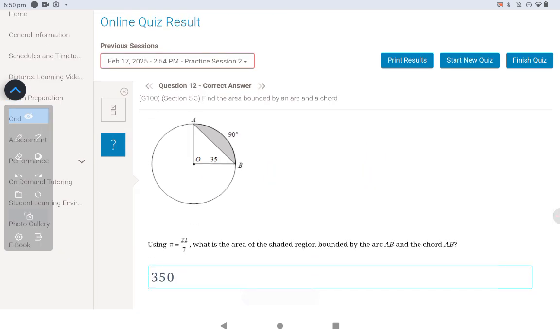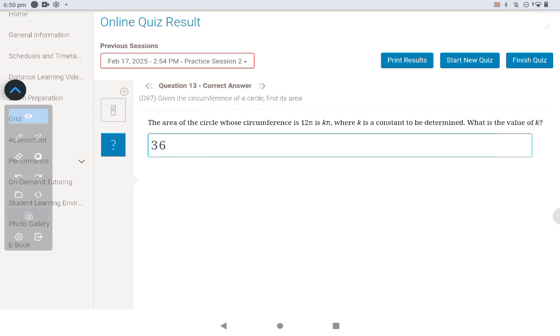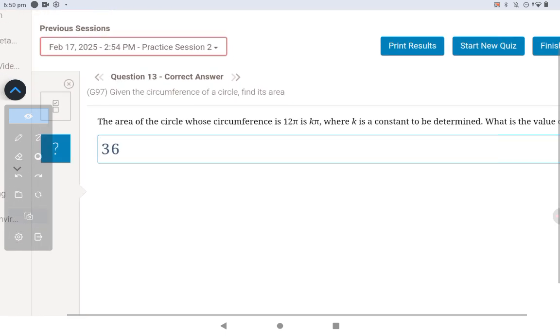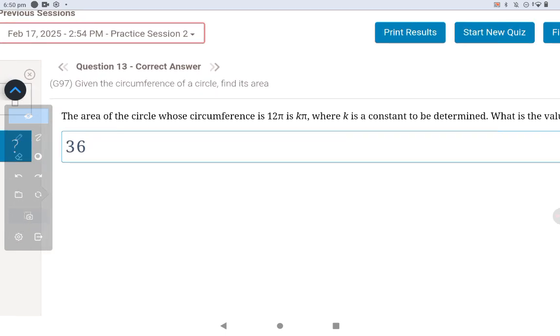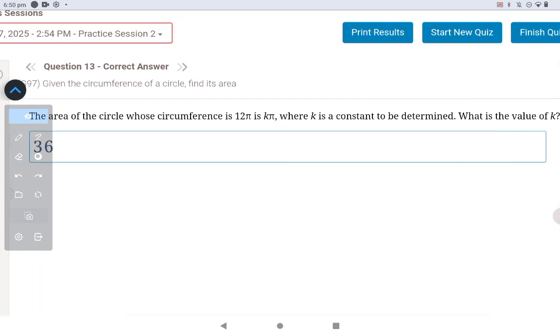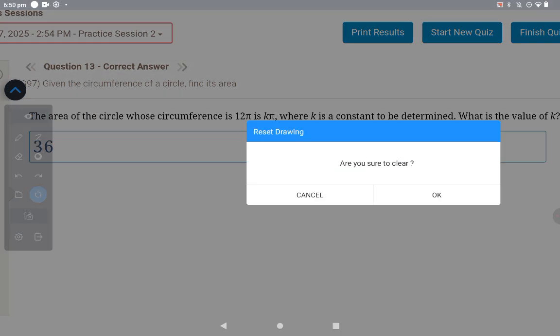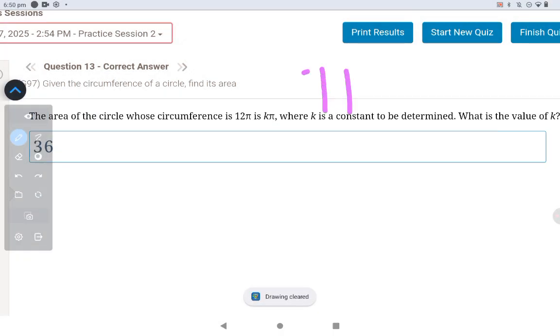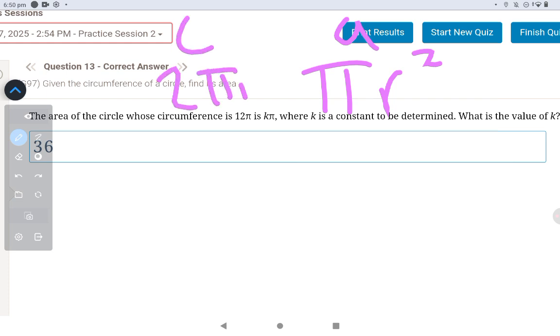350. That's it. Okay. Area of a circle whose circumference is 12 pi is k pi, where k is a constant to be determined. What is the value of k? We know the rule for the area of a circle is pi r squared, okay? And circumference is 2 pi r. Now, the circumference is 12 pi.